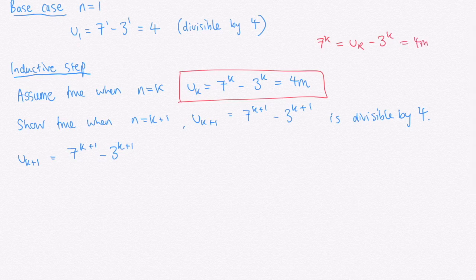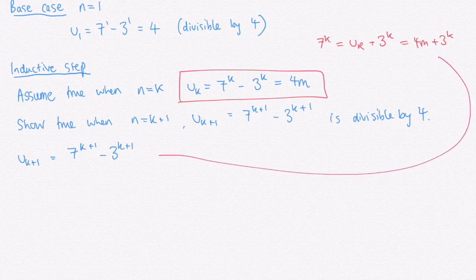So we get 7 to the k is equal to u_k plus 3 to the k, or if you prefer, 4m plus 3 to the k. I could actually do this for 3 to the k as well if I wanted to. And it doesn't really matter which we change. But notice we can now substitute this into this expression here, because 7 to the k plus 1 is just 7 lots of 7 to the k, subtract 3 to the k plus 1, and by our inductive hypothesis, this is 7 lots of u_k plus 3 to the k, subtract 3 to the k plus 1.